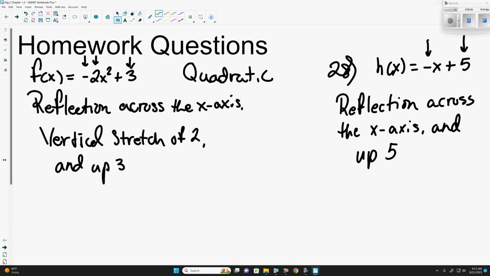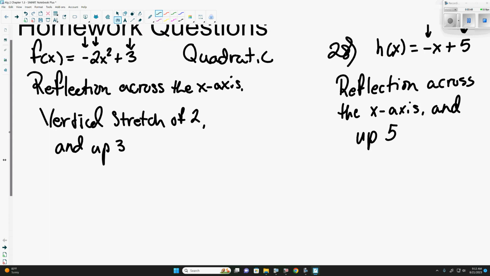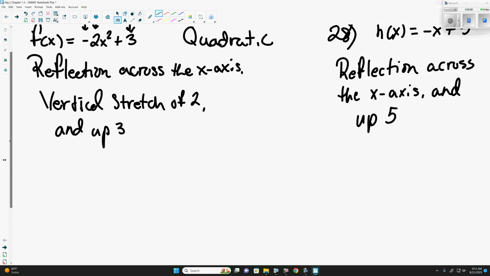Any other questions on the homework? Okay, 27, we'll look at it, and then we'll move on to the lesson. Now, 27 is going to be almost exactly the same as 28. It's just a different function.